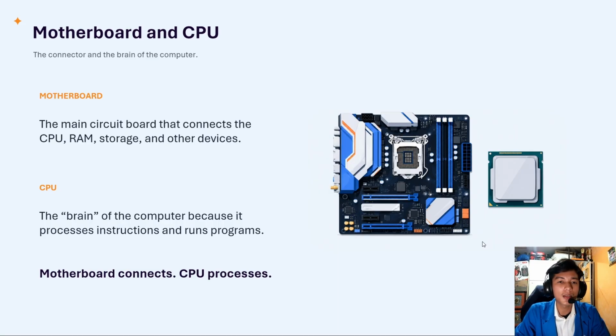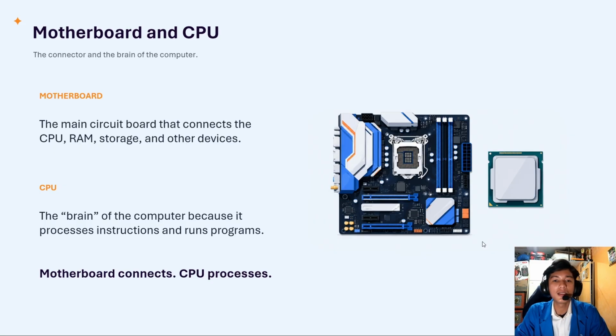The first component is the motherboard. The motherboard is the main circuit board of the computer. It connects important components such as the CPU, RAM, storage, and other devices.